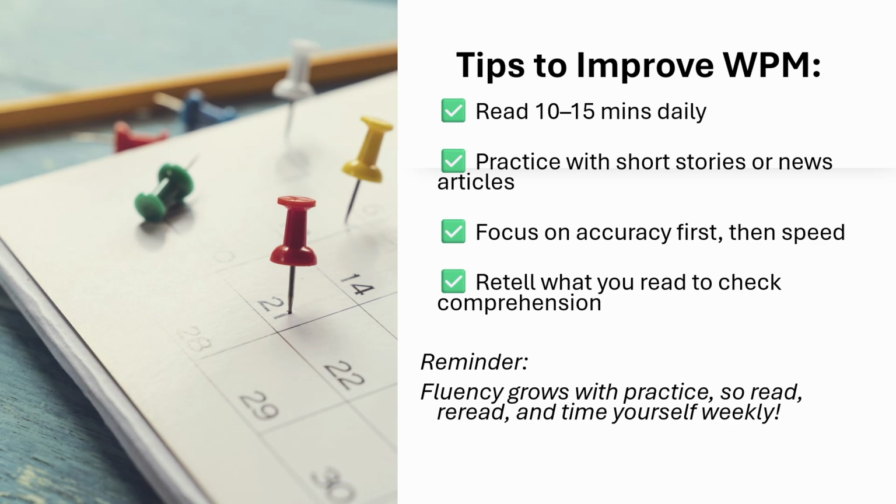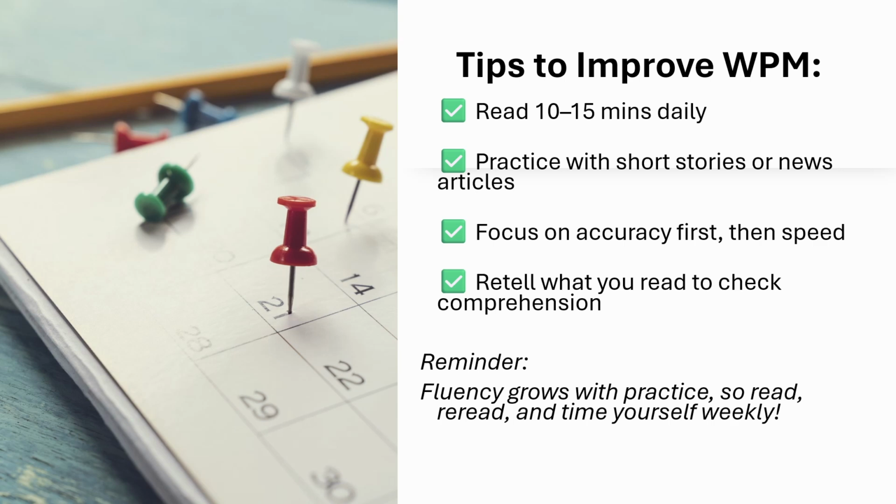So, tips to improve your words per minute or your reading. Please encourage your child to start with 10 minutes per day. As they begin and get comfortable, just let them read 15, then 20, then soon after you don't have to encourage them. And then practice short stories or news articles.